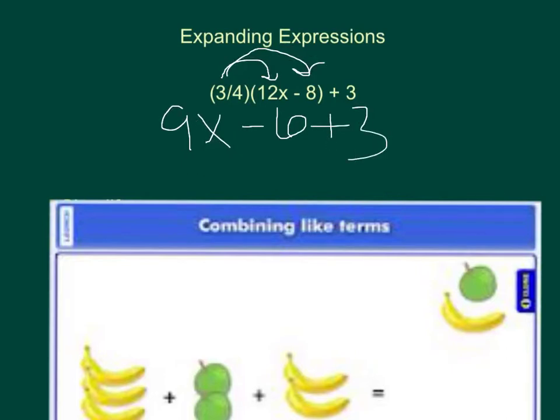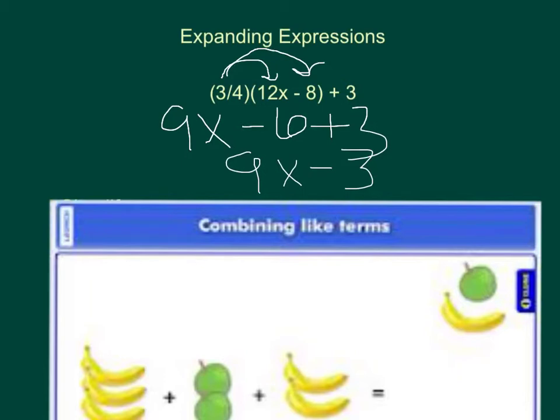Now my only step to finish expanding this expression is to simplify by combining like terms. My like terms are negative 6 and 3. Therefore, this expression simplifies to 9x minus 3.